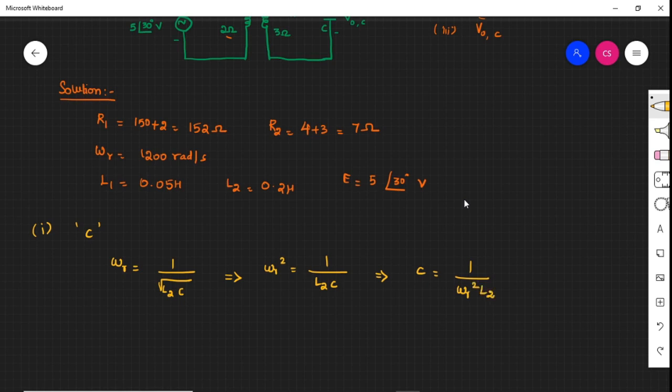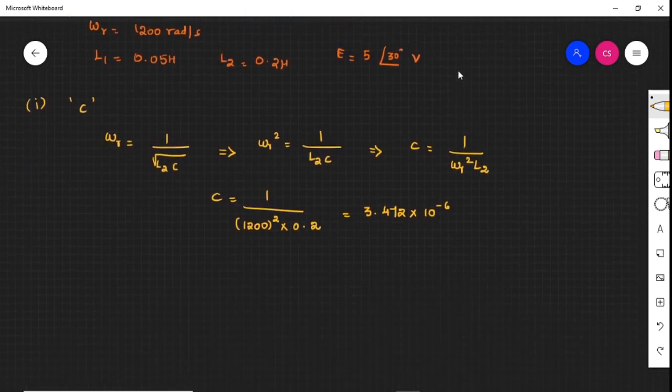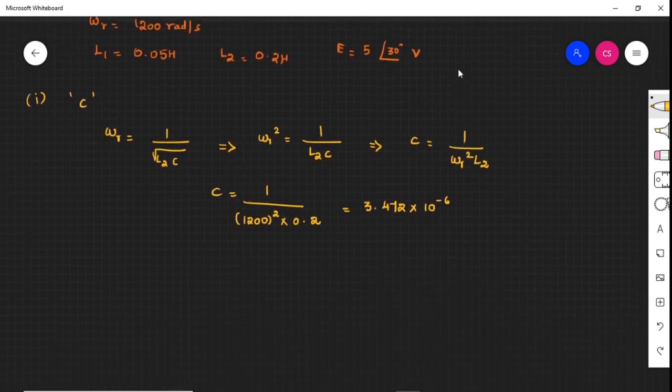So substitute the values. The capacitance can be found as 1 divided by omega R, which is 1200, the whole square, into the L2 value of 0.2. So we get 3.472 into 10 power minus 6. Therefore the value of capacitance at 1200 radians per second, C, is equal to 3.472 microfarad. This is the first part of our question.